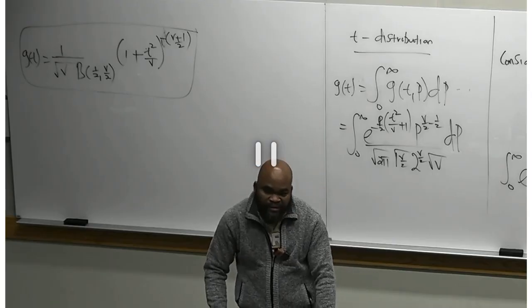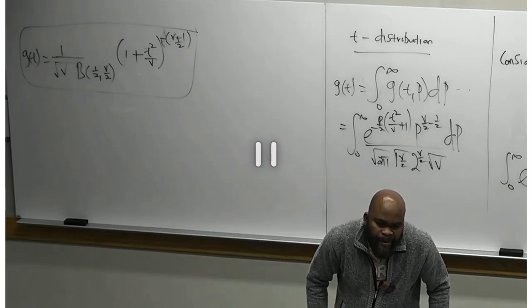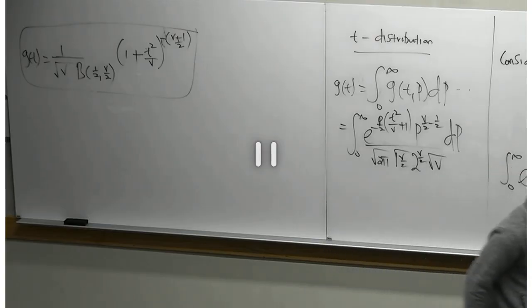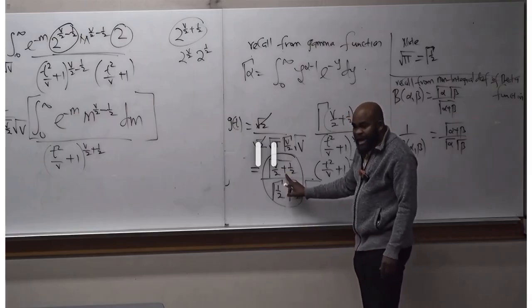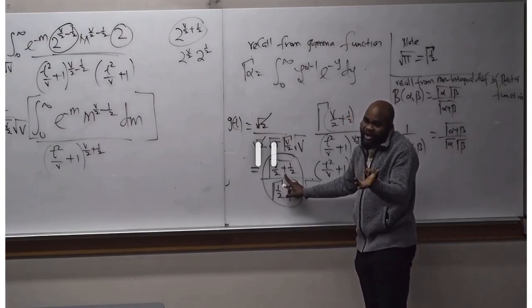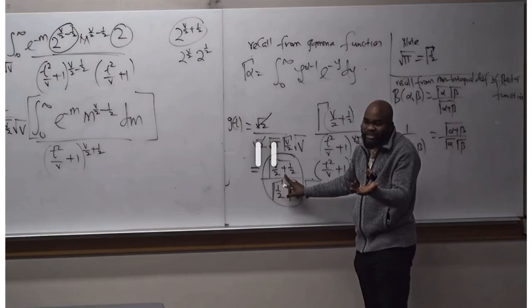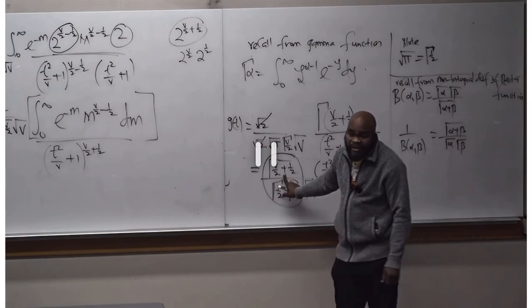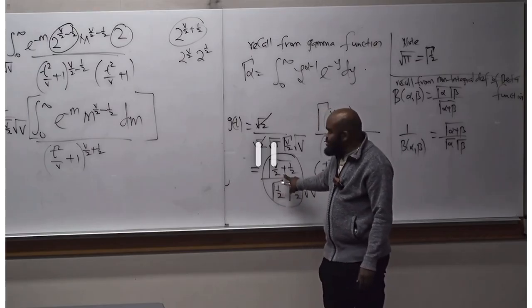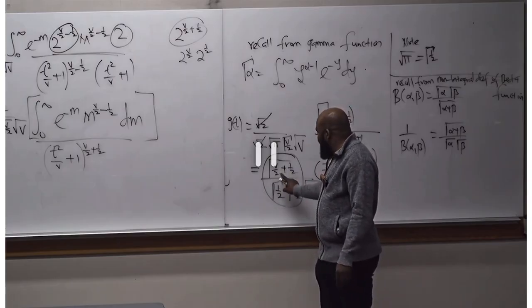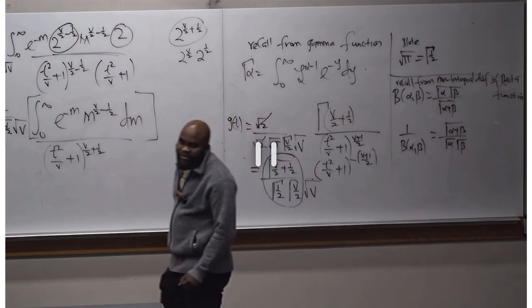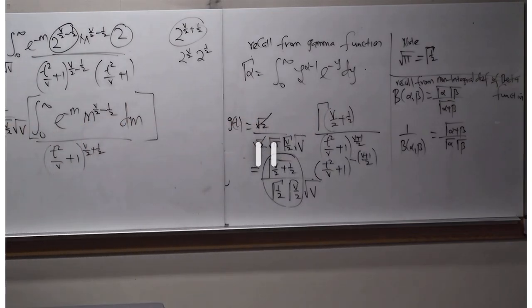Go ahead. How do you know which one is alpha and beta? How do I know which one is alpha and beta? It could be any of them. It doesn't matter because you are adding. Commutativity: alpha plus beta, a plus b is b plus a. But wouldn't the interpretation be different? No, it's going to be the same because whenever you are adding, it's allowed. So B of alpha beta is the same thing as B of beta alpha, provided you are adding.